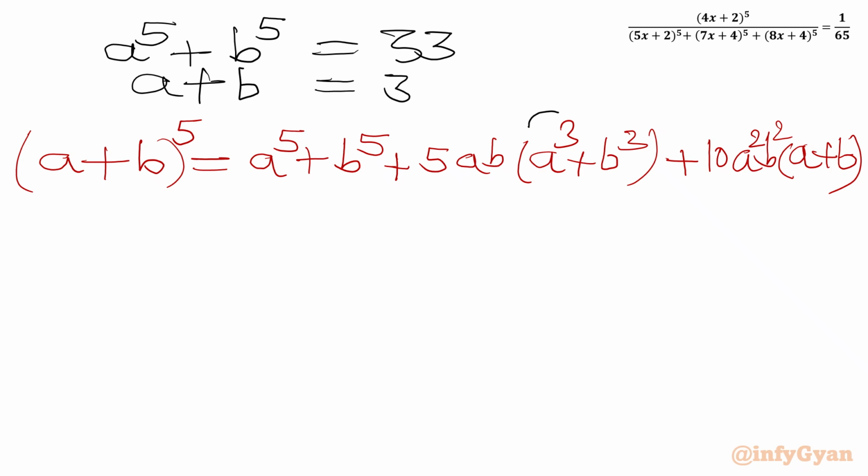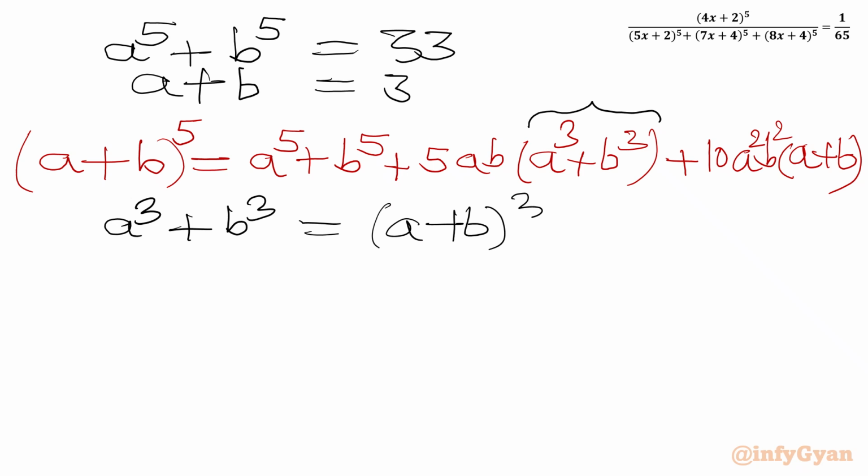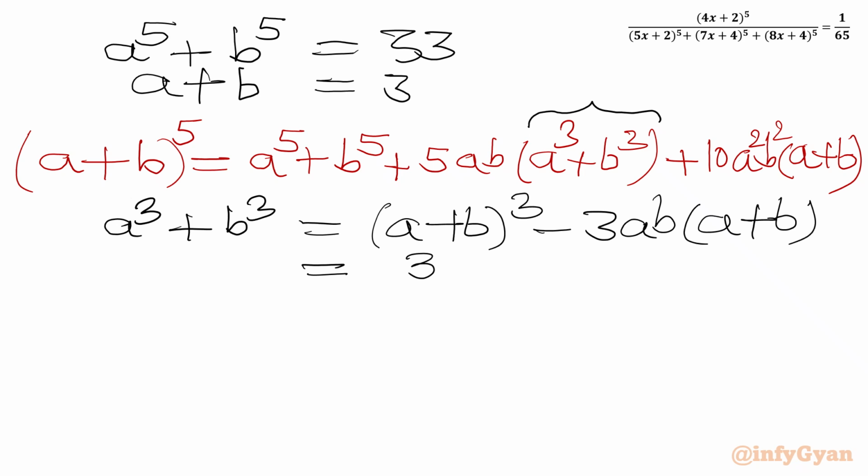Here we have A cube plus B cube. So let me write here one algebraic formula. A cube plus B cube is equal to A plus B whole cube minus 3AB times A plus B. So A plus B is 3, we will write 3 cube minus 3AB times A plus B, which is again 3. So we can write here 27 minus 9AB.